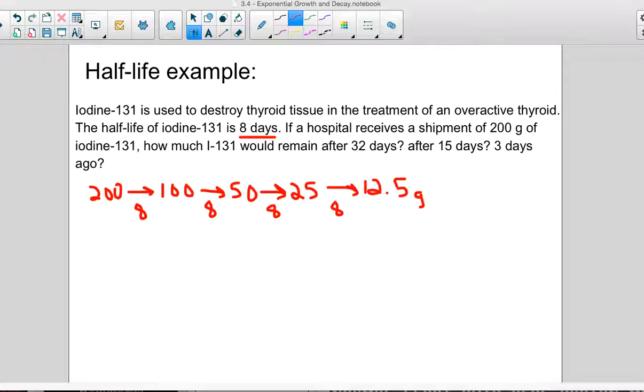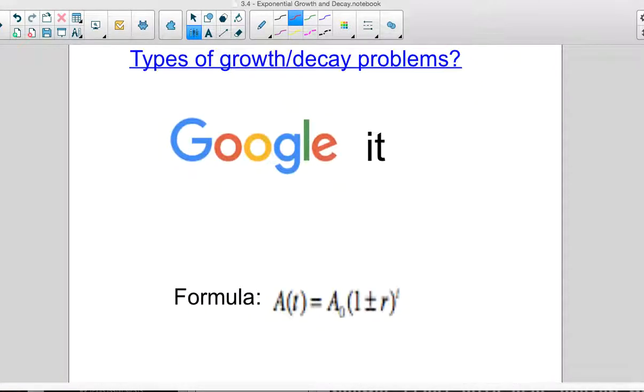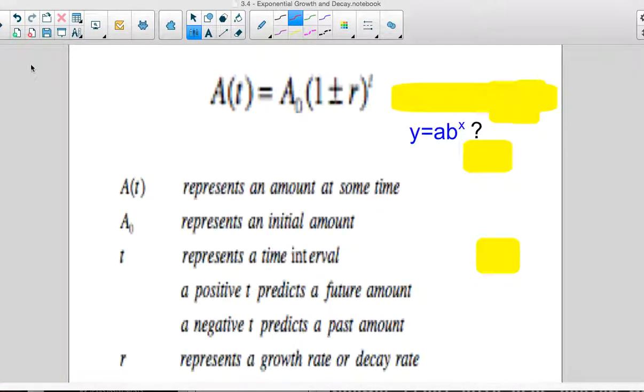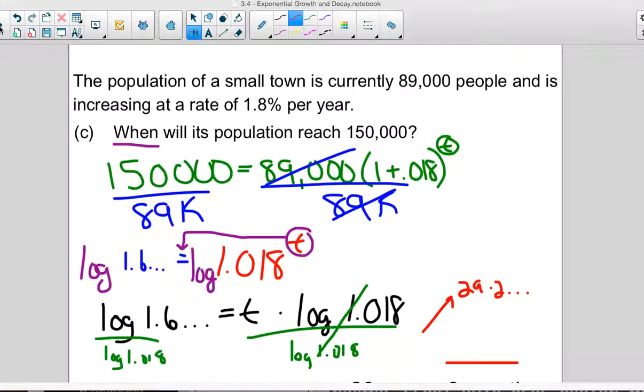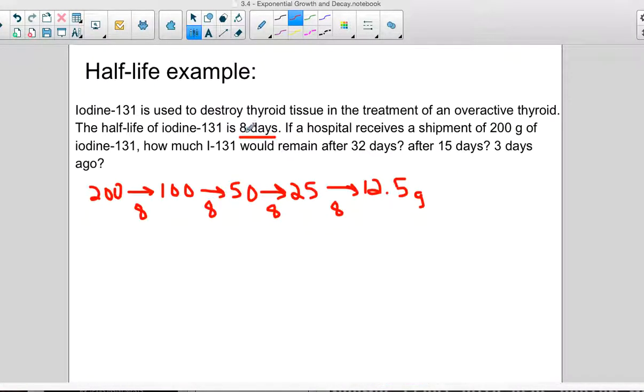Now, how do we do this setting it up like an equation? We can make it a lot easier for us. If I said 33 days, how would you do that? Because it wouldn't cleanly fall into a period of 8. It's pretty simple on your calculator. It's the same thing: your initial amount is going to be 200.